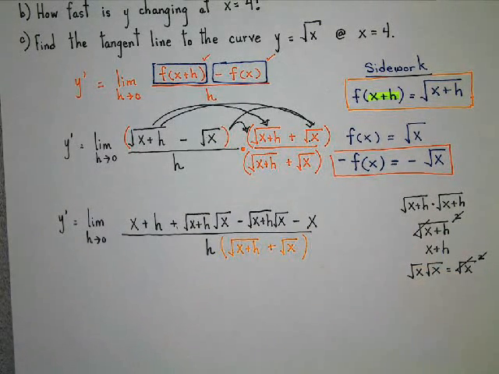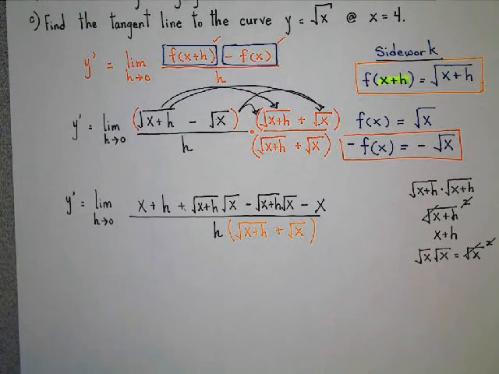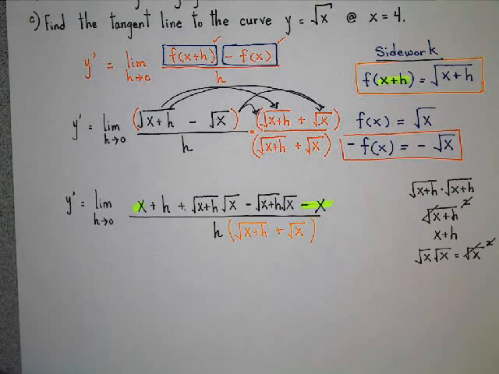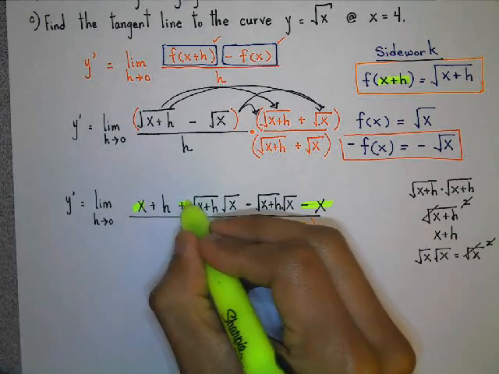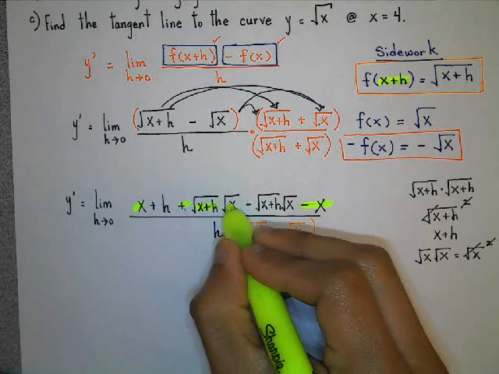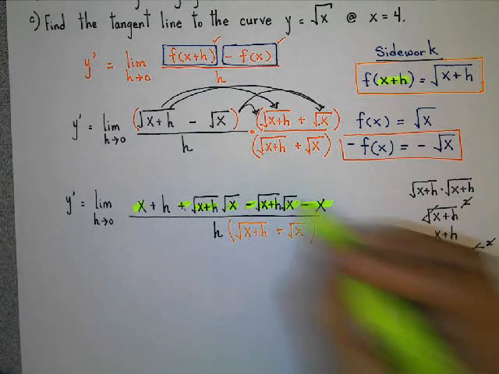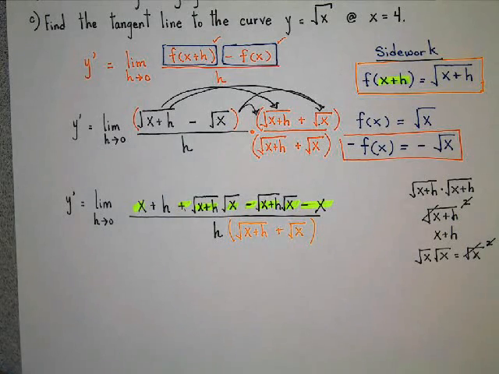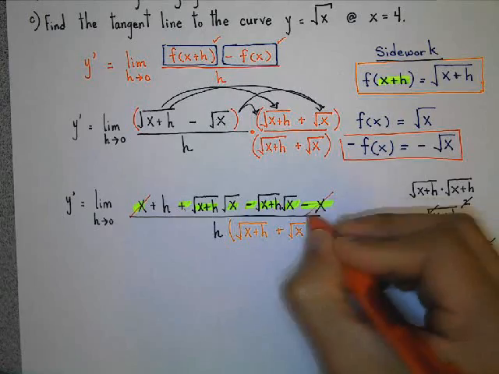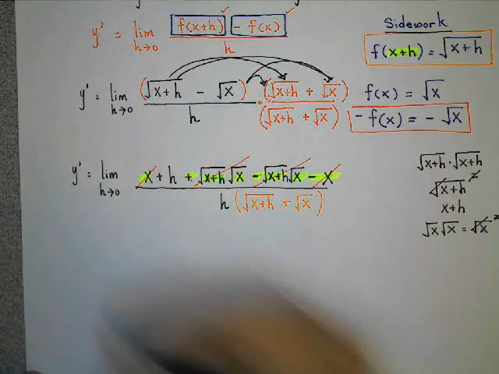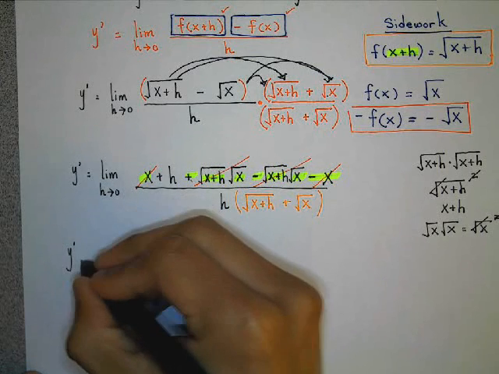Totally forgot about that. Now we're going to see if anything in the numerator cancels. So in the numerator, I noticed, let's see, I have an x, and I also have a minus x sitting there. I have this positive square root of x plus h and square root of x, minus a square root of x plus h and a square root of x. So I know that these are going to cancel out. So that's gone, and this is gone. And so it looks like all that's left, let me rewrite this here.